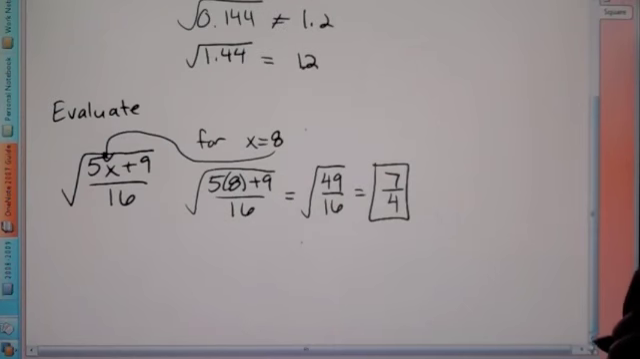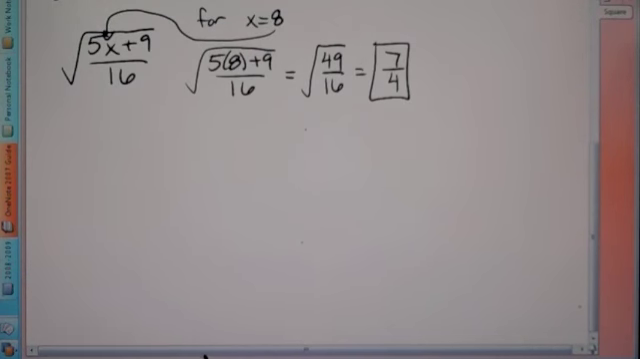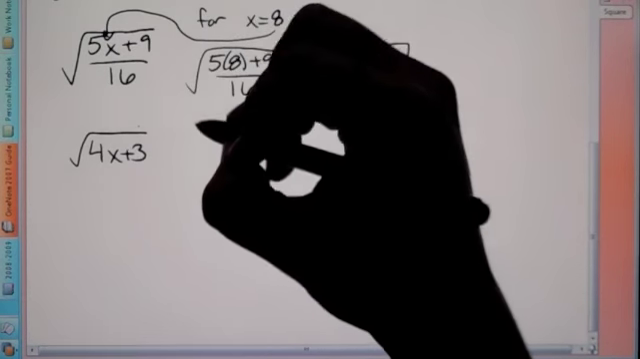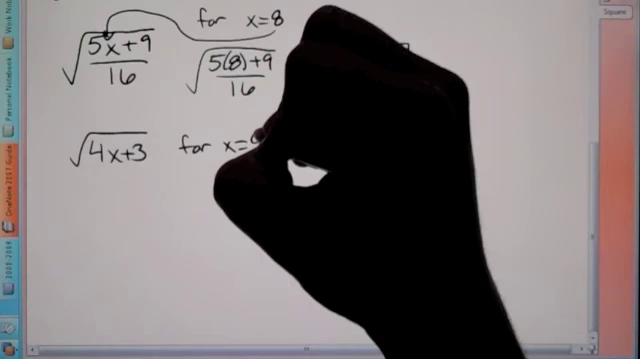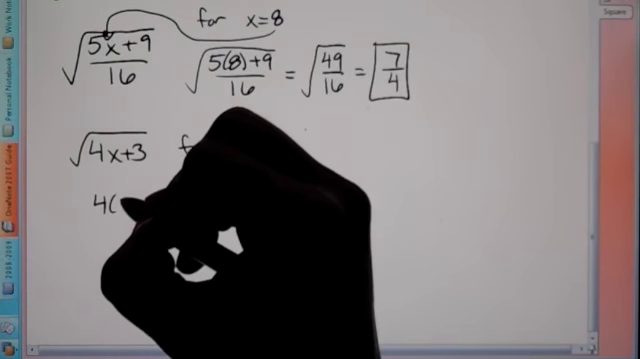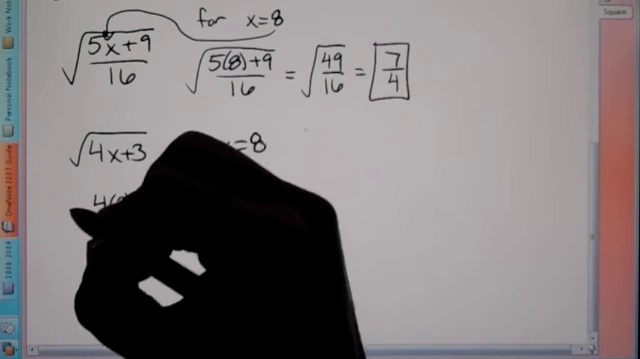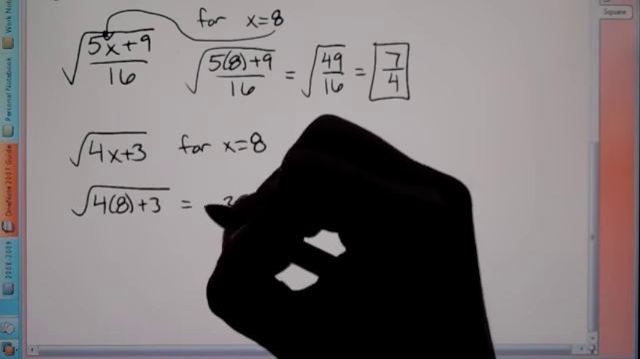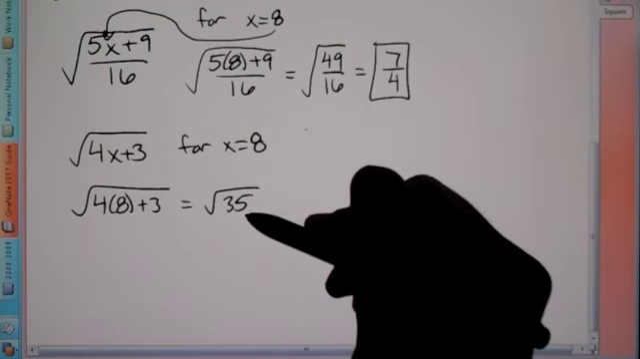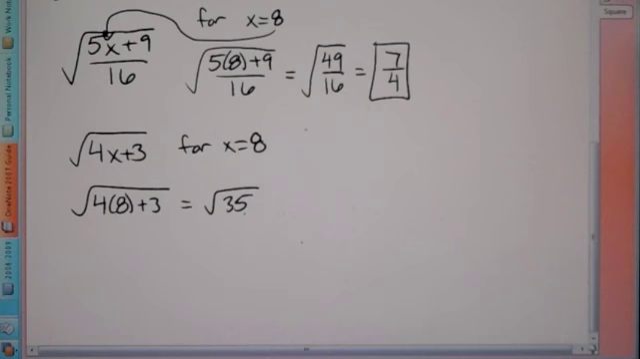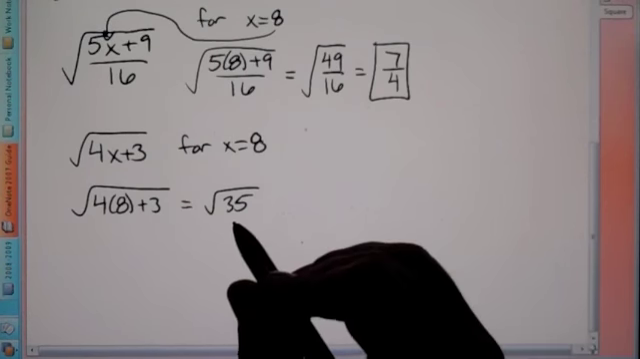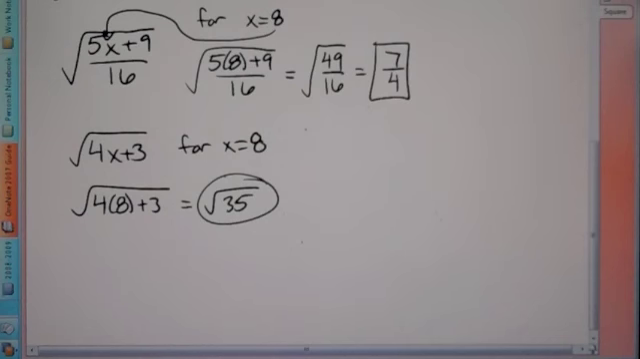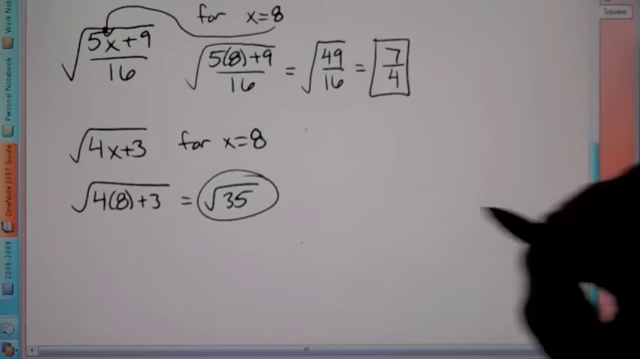Now, if it doesn't end up being able to take the square root into a whole number, then we're just going to leave it. So if I were to give you the square root of 4x plus 3 and still say x equals 8, when you plug in, you get 4 times 8 plus 3, the square root of that. You get 32 plus 3, which is 35. Now there is no whole number that when you square it equals 35, so we can just leave this as our answer. Okay? And, alright, so that's how we do those type of problems.